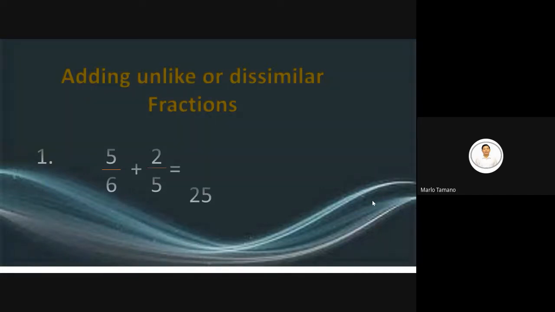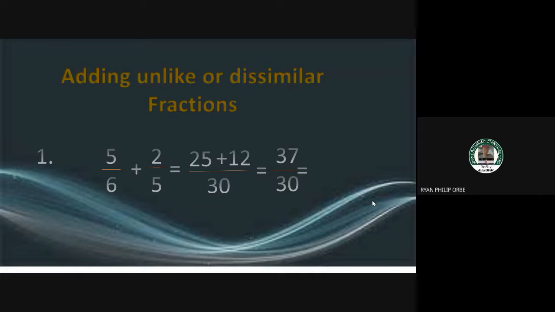So, cross multiply, that is 25. 6 times 2 is 12. Add lang po. Then 6 times 5 is 30. So, 25 plus 12 is 37 over 30. Pwede bang i-lowest term po ito?